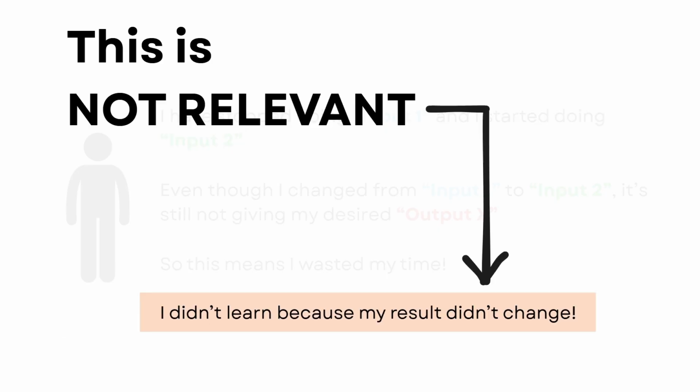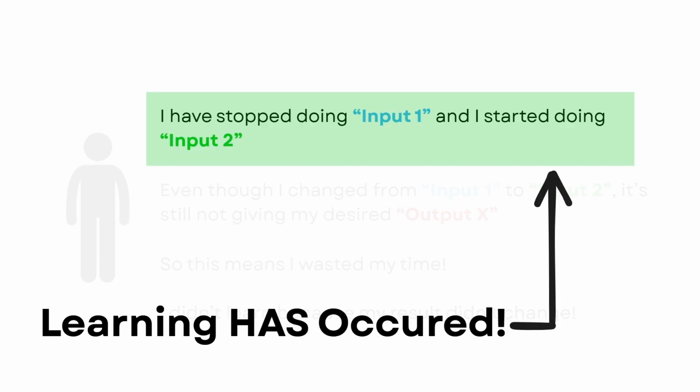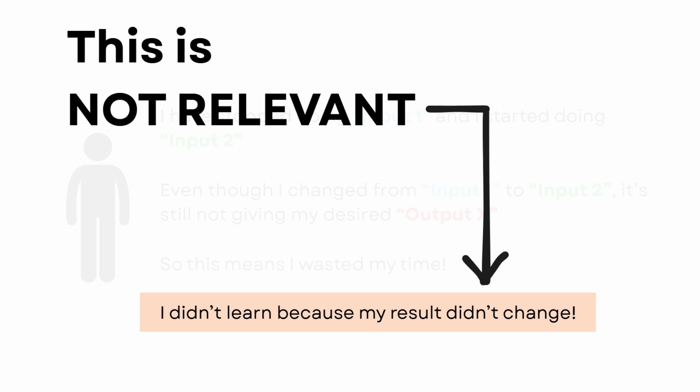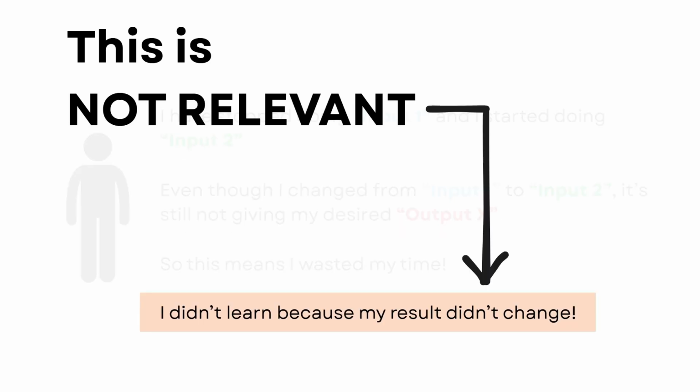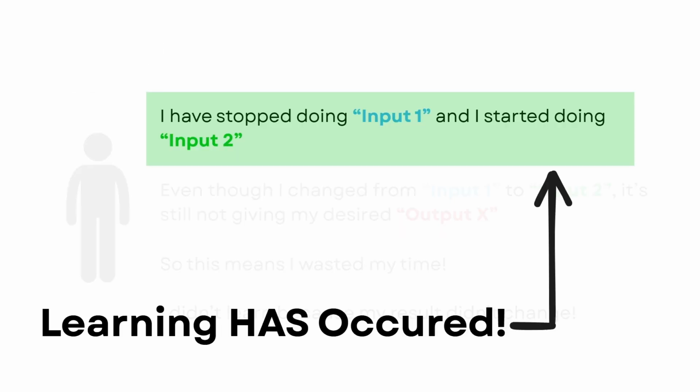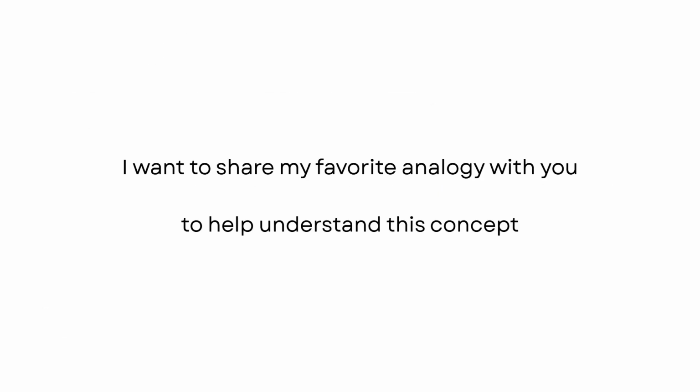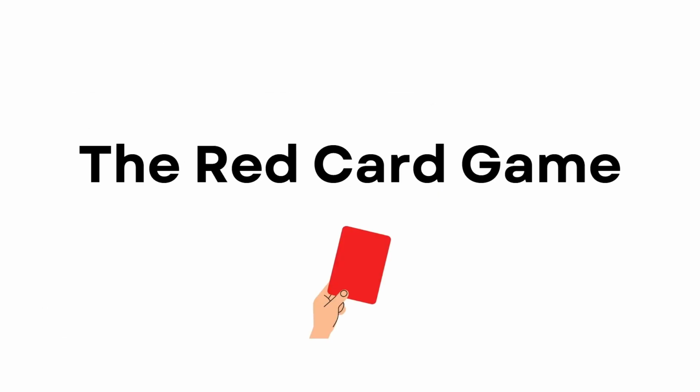The fact that his result didn't change, it's not actually that relevant. The only thing that really truly matters is if learning has occurred or not, right? This part doesn't matter that much. And I want to share my favorite analogy with you to really help understand this concept, why this doesn't actually matter, and why it's the learning part, the behavior change, that really matters, okay? And it's called the red card game. So no, I didn't make this up. This actually comes from Alex Hormozi, or this is where I heard it from, so shout out to him.